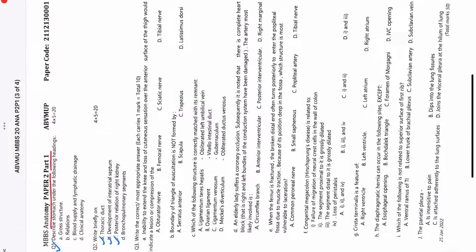Because the right kidney is placed a little lower, you'll have only the 12th rib in posterior relation. But on the left side, because the kidney is placed a little higher, there you'll find impression of both the 11th and 12th rib. Rest, of course, the muscles, the diaphragm, and the nerves.